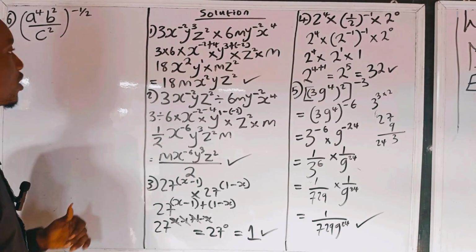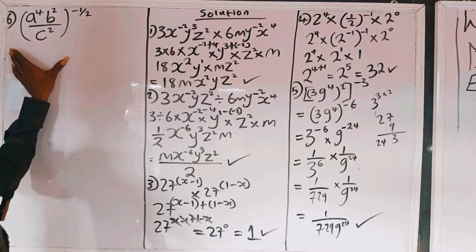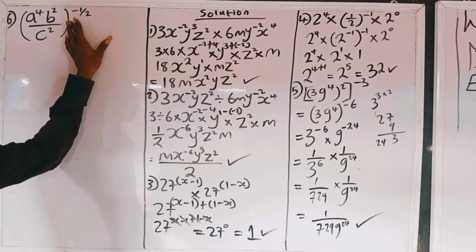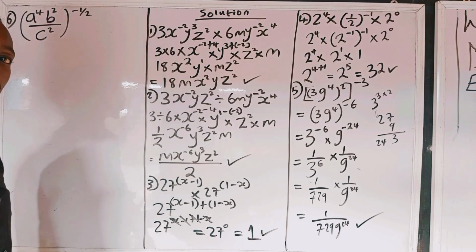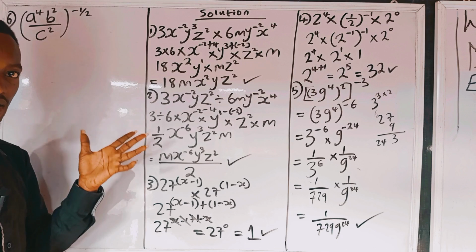Okay, so this is number 6. How do we do this number 6 question? Now, when we look at this, it has a negative power and a fractional power. What can we do here? What we do first is that we try to simplify the bracket if it can be simplified, okay?